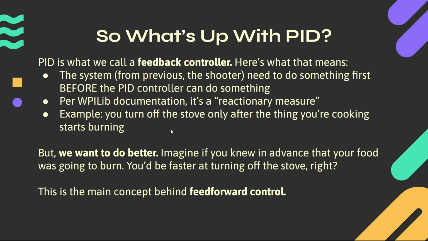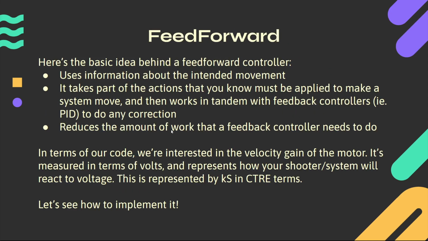So that's really the main intuition behind feed-forward control. The idea is that we want to use information about the intended movement and take part of the actions that you know must be applied to make a system move, and then make that work in tandem with the PID controller to do correction. So it effectively just reduces the amount of overhead that a PID controller has to manage. In terms of our code from 5.2, we're interested in the velocity gain of the motors. It's measured in terms of volts, and it represents how the shooter will react to voltage effectively. And this is represented by kS in CTRE terms.